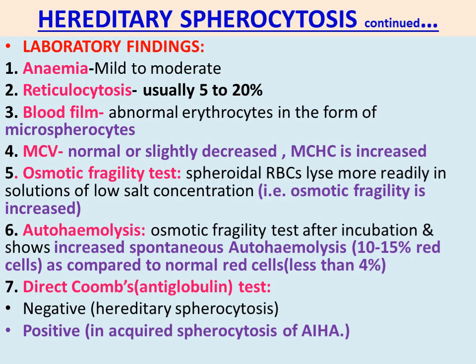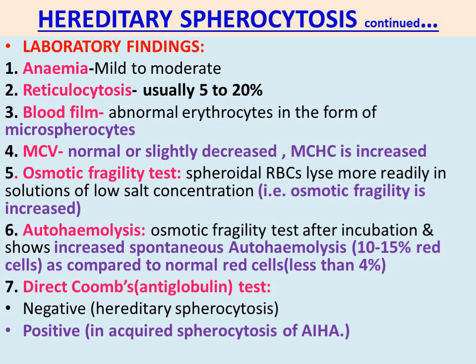Continuing hereditary spherocytosis, laboratory findings: anemia is mild to moderate, reticulocytosis is usually 5 to 20%. The blood film shows abnormal erythrocytes in the form of microspherocytes in microscopic observation. MCV is normal or slightly decreased, and MCHC is increased. Then the osmotic fragility test.